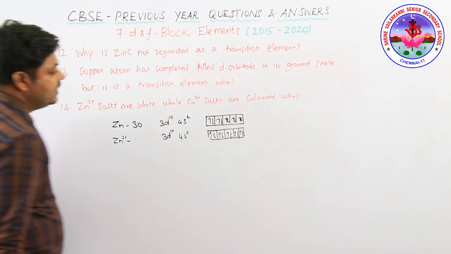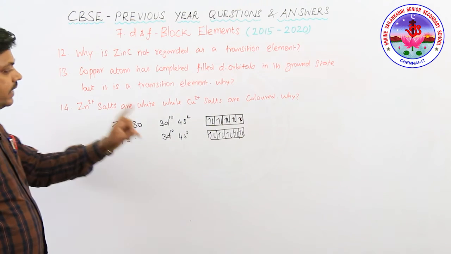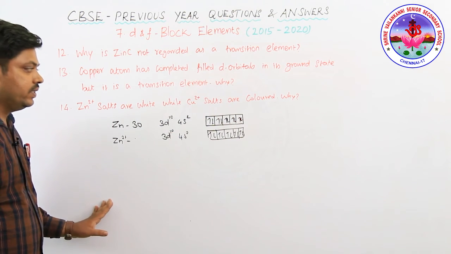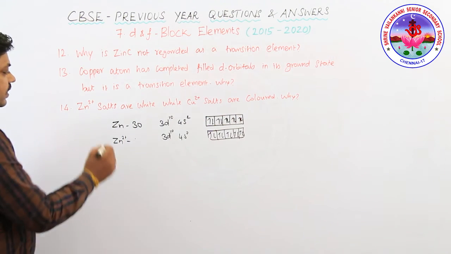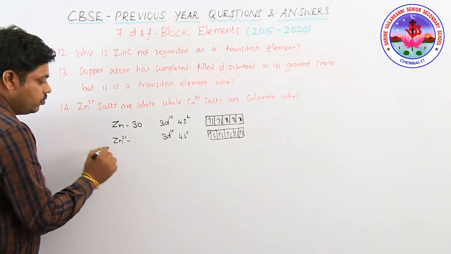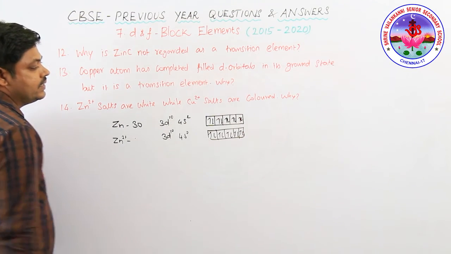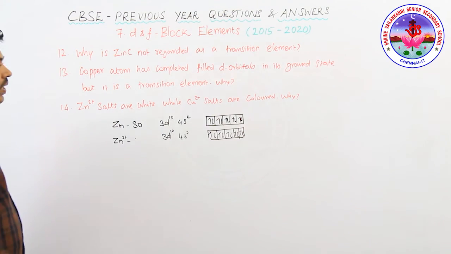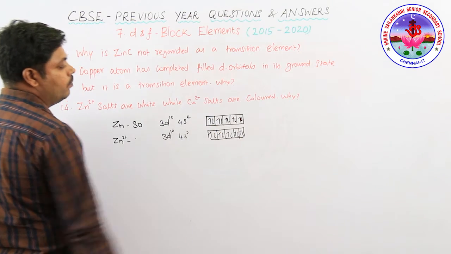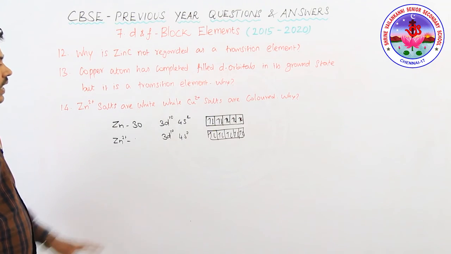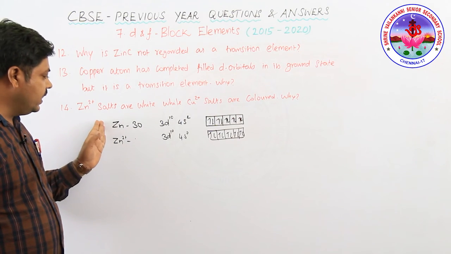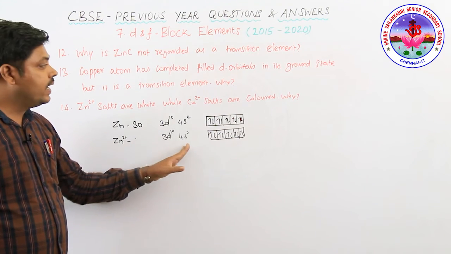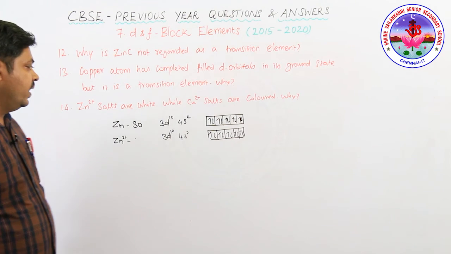So a transition metal means at least one unpaired electron should be present. Otherwise, this is not considered as a transition element. So neither zinc nor zinc 2 plus is considered as a transition metal because the d orbitals are completely filled with electrons. So that is why there is no presence of unpaired electron. That is why zinc or zinc 2 plus is not regarded as a transition element.